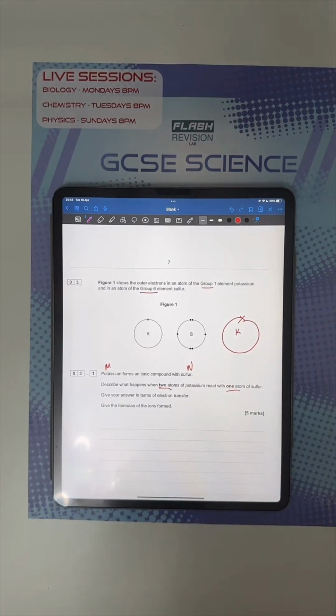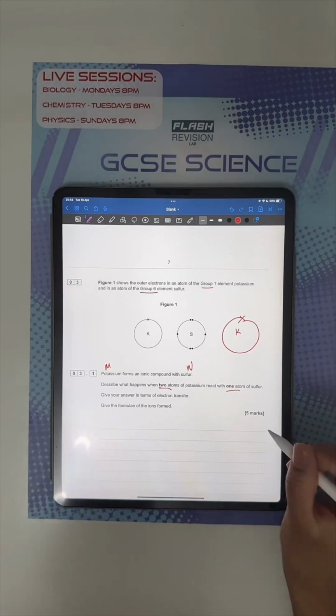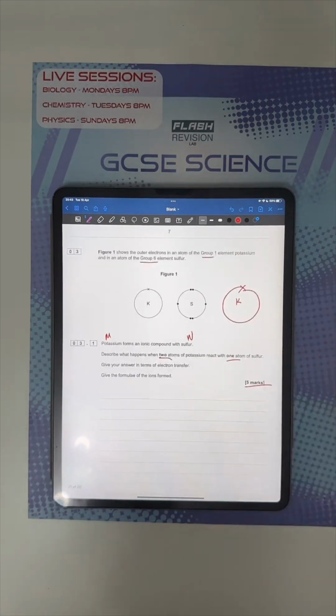Give your answer in terms of electron transfer, give the formula of the ionic compound. This is 5 marks, guys. It's a lot of marks. So what do you think? Where do you think you guys can get marks from this? So what are some of the things people are saying? So potassium loses electrons. Yep, you'd get a mark for that. Sulfur gains 2, you would get a mark for that. Creating a full outer shell. Yes, that won't get you a mark, unfortunately, but that's true. This is both for combined and triple science.